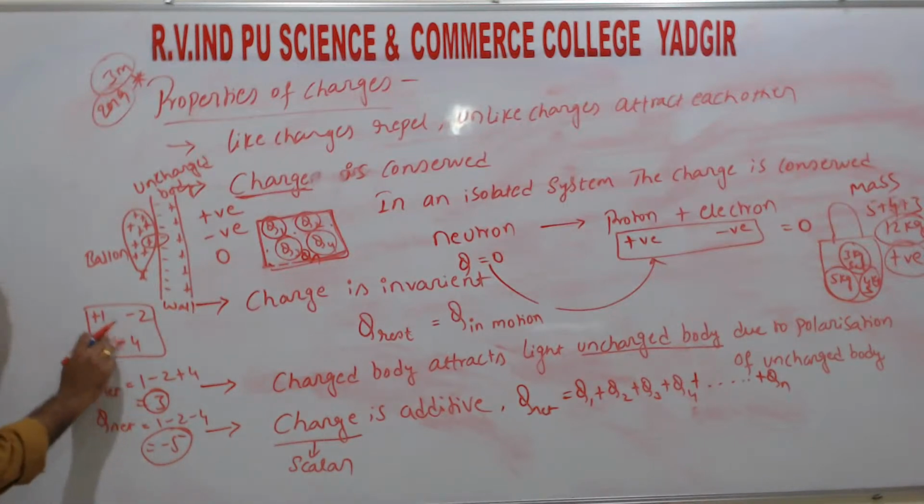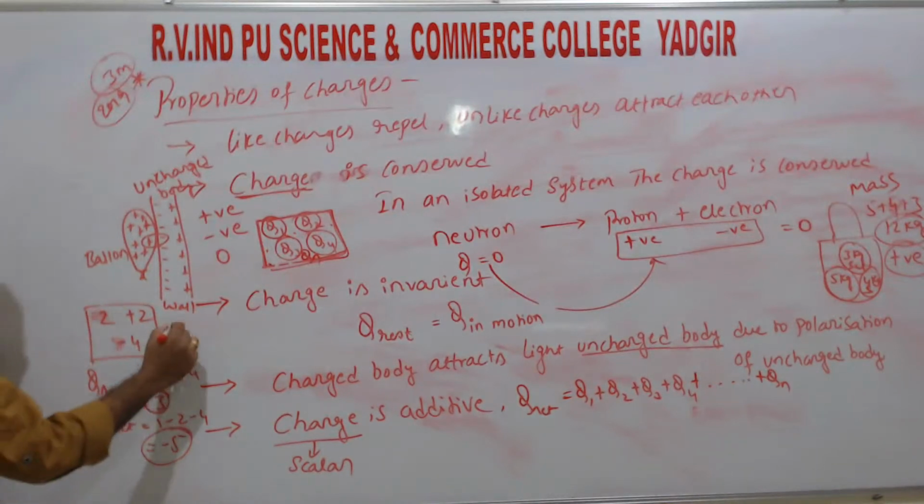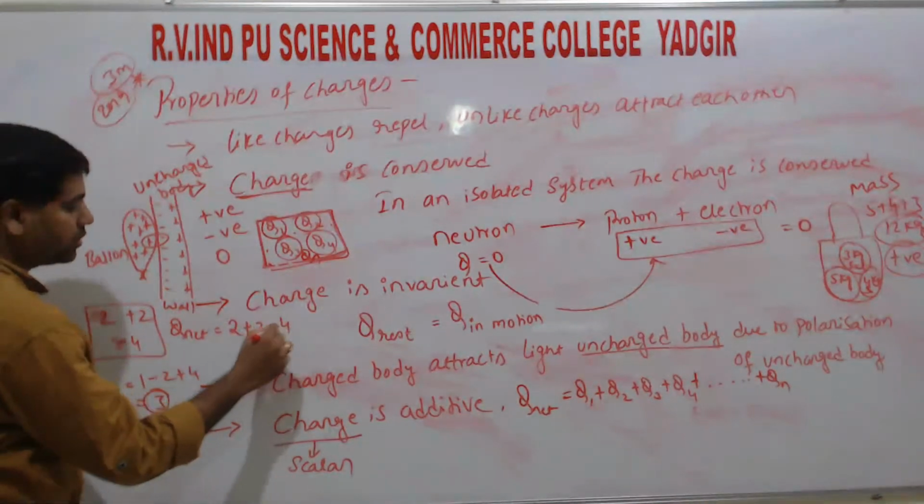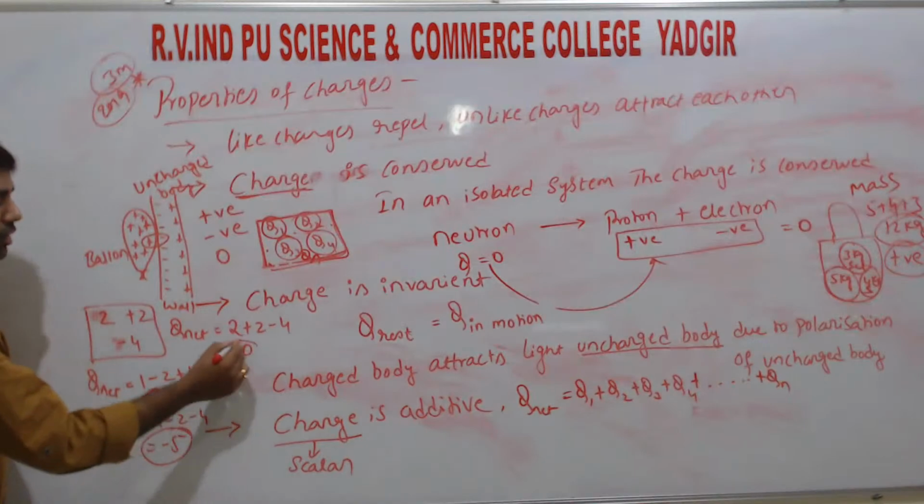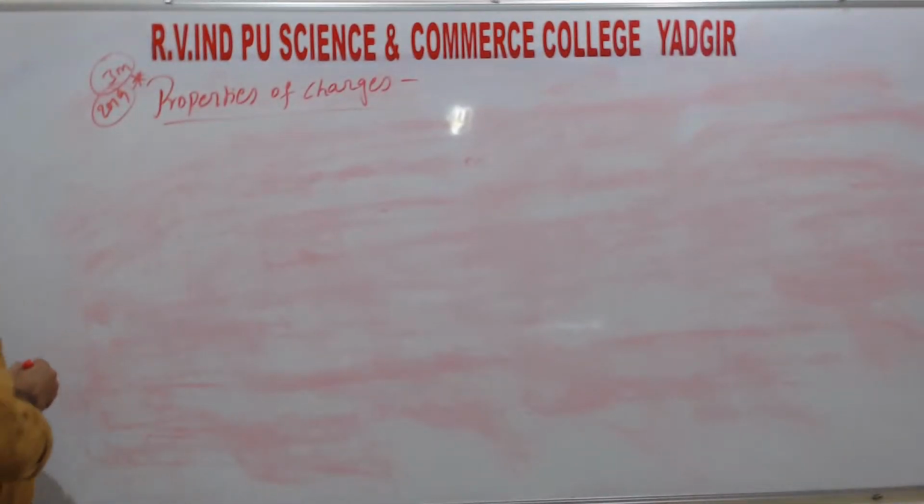The next is: if we take 2 and 2 and minus 4, Q net equals 2 plus 2 minus 4, so it becomes 0, the net charge. It is very important, they ask it several times, right?